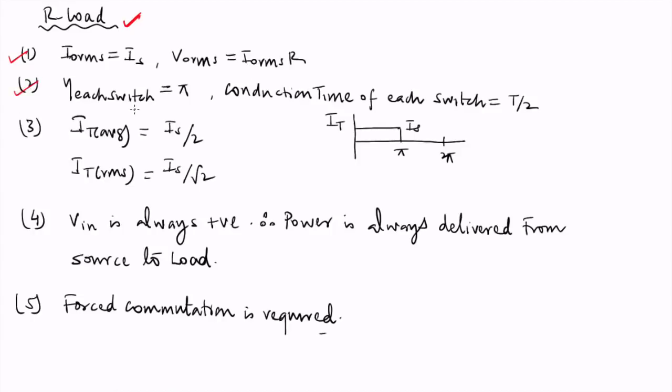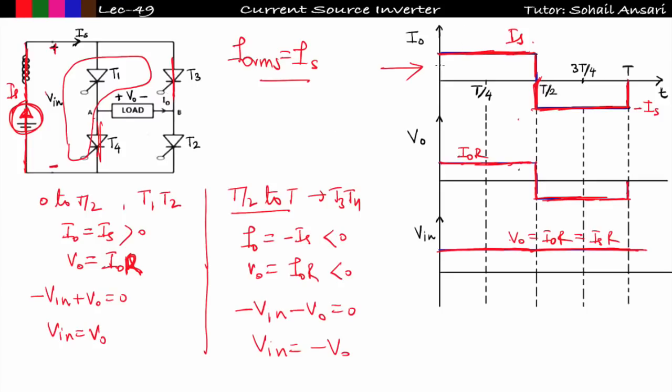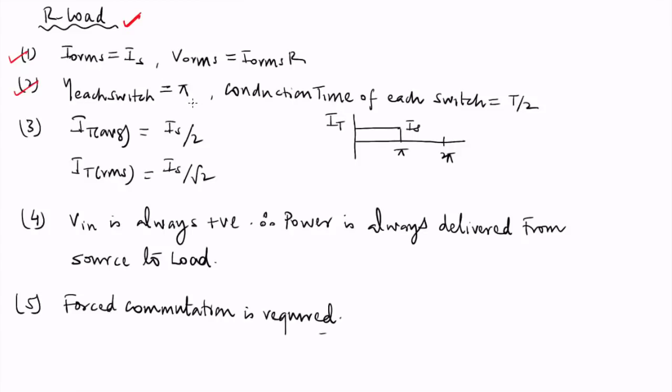Now see the second point, that is conduction angle of each switch. See, from 0 to T by 2, T1, T2 is conducting, and from T by 2 to T, T3, T4 is conducting. So conduction angle of each switch will be equal to pi only. This is my pi. Is this fine? So conduction angle of each switch will be equal to pi, and conduction time of each switch will be equal to T by 2.